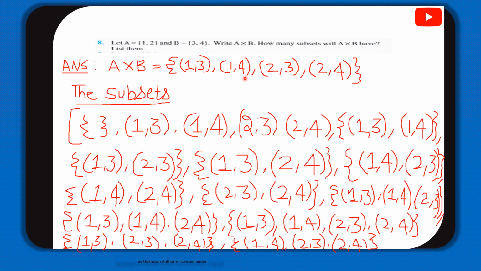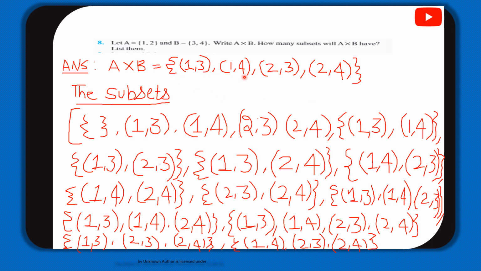Now, how many subsets will A × B have? List them. The number of subsets of a set with n elements is 2 raised to the power n. So A × B has 4 elements, which means 2 raised to the power 4, that is 16 subsets. List them. This is the empty set, {(1,3)}, {(1,4)}, {(2,3)}, {(2,4)}.